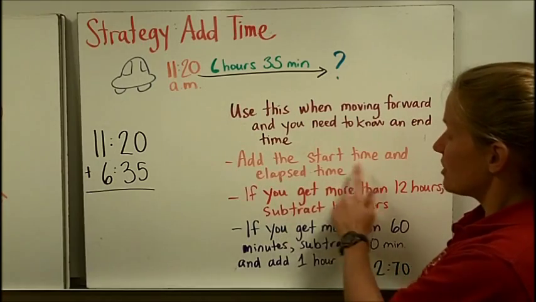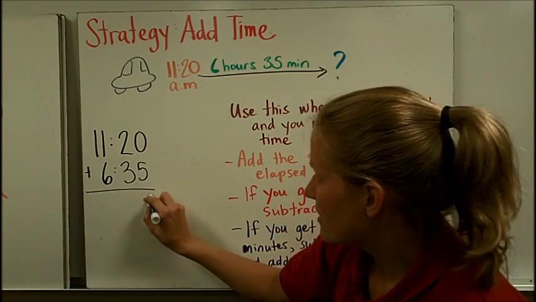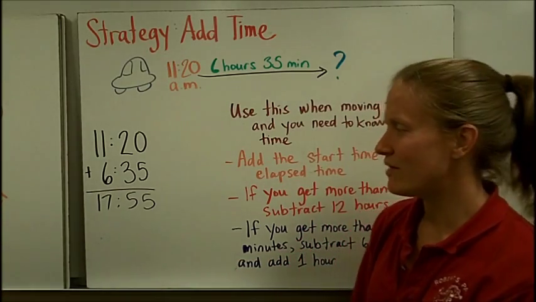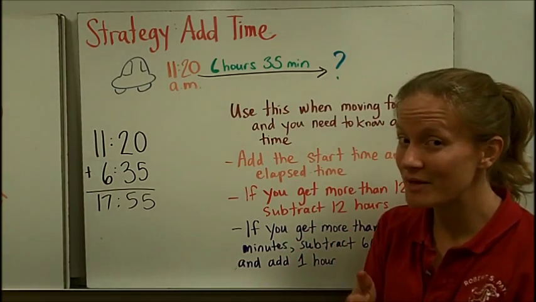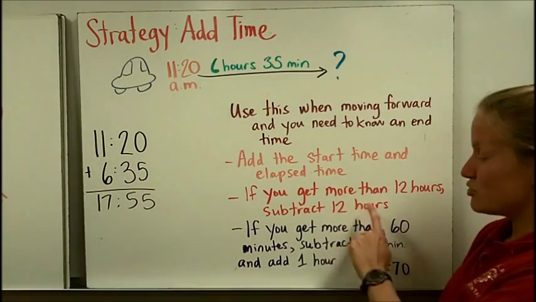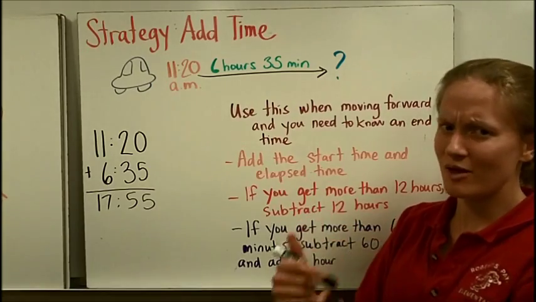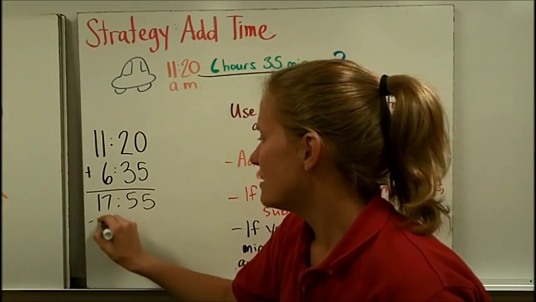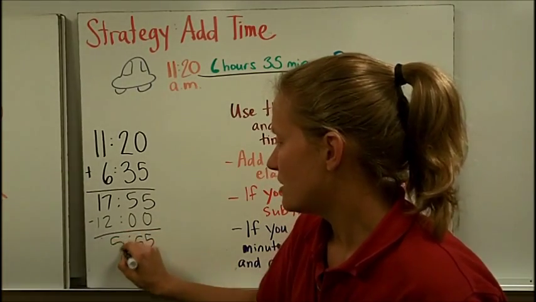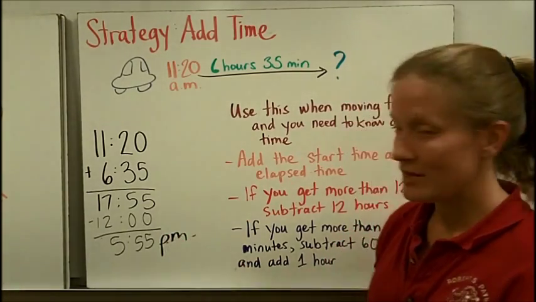So it says to add the start time and the elapsed time. I'm going to add this and this. So let's go ahead and do that. 5, and 17. 17:55. Okay, kind of a weird time. We've heard about military time, so we might be able to figure it out. If you get more than 12 hours, which happened, subtract 12 hours. So adding 12 hours will turn it into military time. Subtracting 12 hours will help it go back to what we're used to. So if I take away 12 hours, it's going to turn into 5:55, which means we are going to get there at 5:55 p.m.